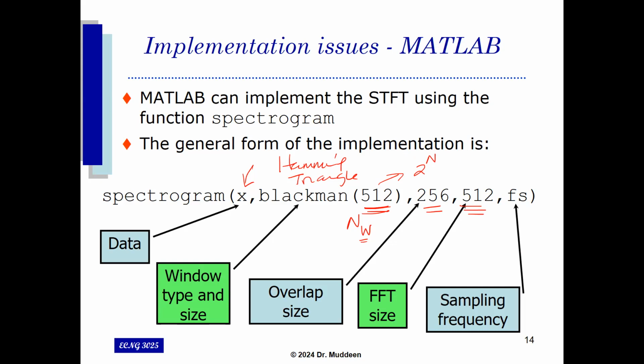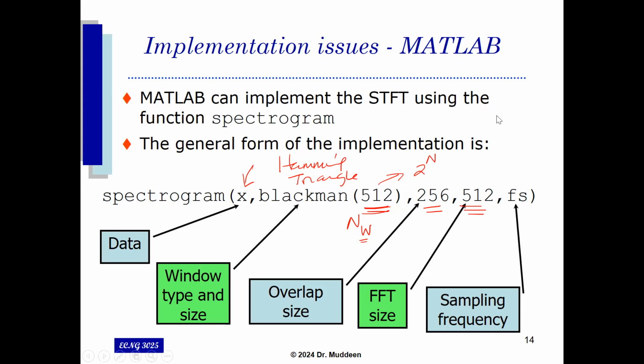Right, so to implement this, you have your data, right? You pick the window size, pick the overlap size, which is half of the window size, pick the FFT size, and then tell it, of course, what the sampling frequency is. Yeah? And you can manipulate this a little bit, and if you change the overlap size, you could actually see what the resolution change effect looks like.